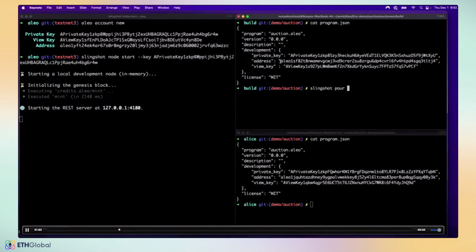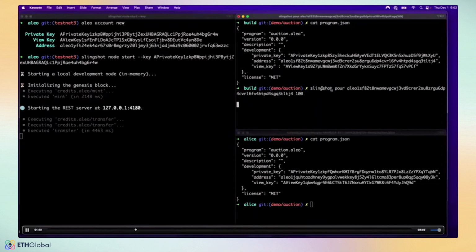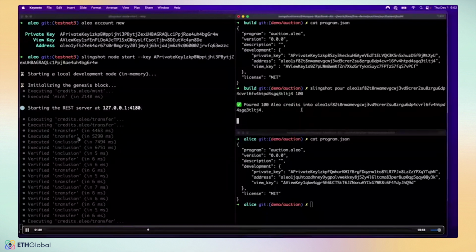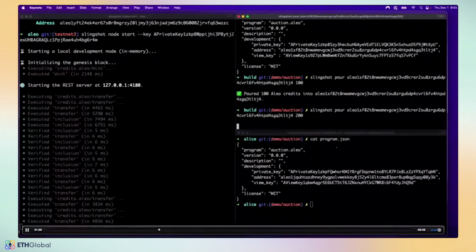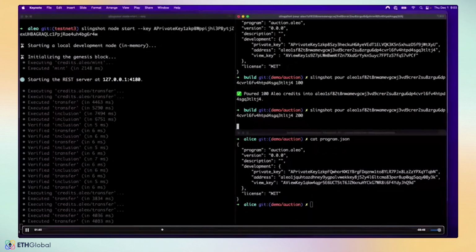And then it's going to start a server to which you can initiate requests. So Slingshot has a faucet, which helps spin up being able to deploy and run applications. So we're going to send to the account on the top right 100 credits. And on the left, we see that the transfer transaction is executing. And just for kicks, we're going to also pour another 200 credits. And what this will do on the right is create another new record with 200 credits inside of it.